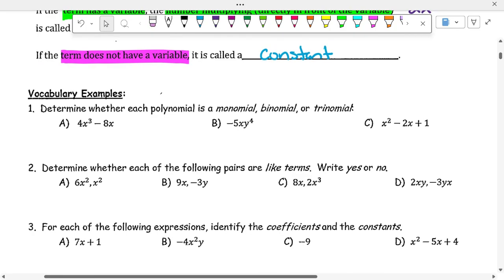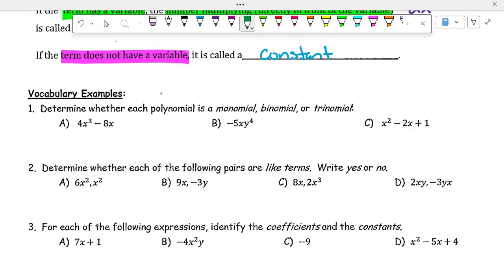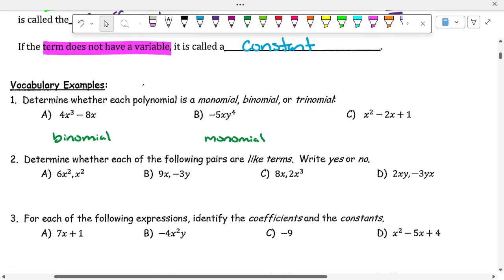All right, so if we look at some of these examples, let's look at number one. We're going to determine whether it's a monomial, binomial, or trinomial. So what do you think about letter A? What type do you think it is? It's a binomial. Why? Two terms. What about B? It's a monomial. Now, even though it has two variables, those variables are not separated by pluses and minuses, so it's technically considered a monomial. What about C? Trinomial.